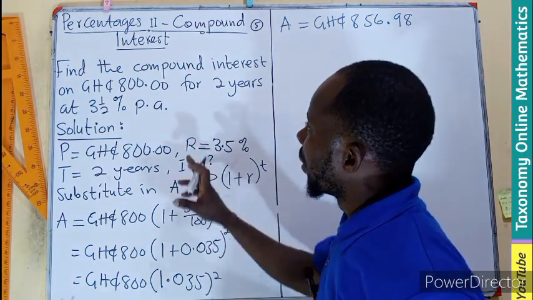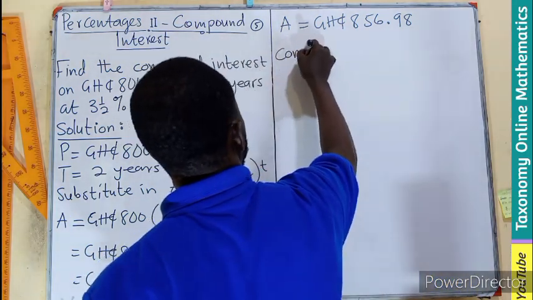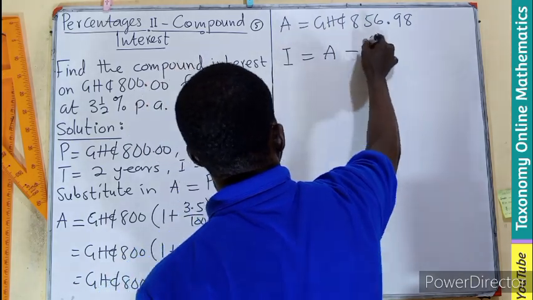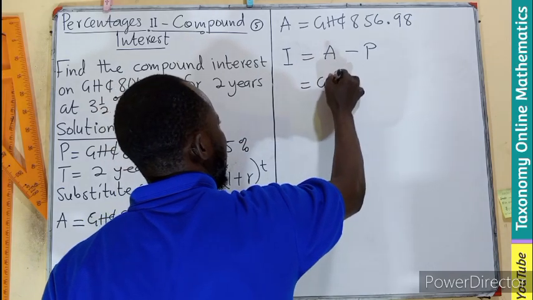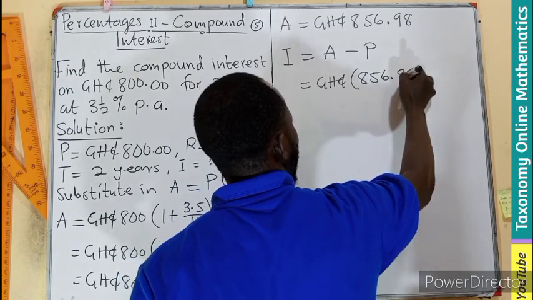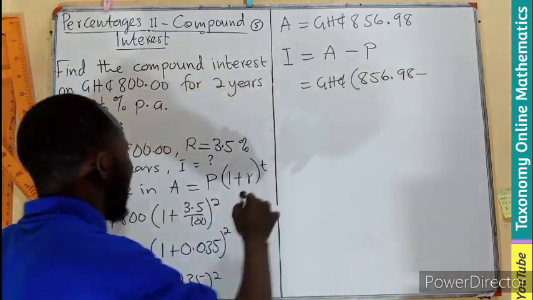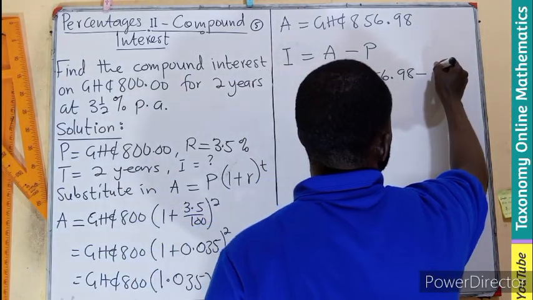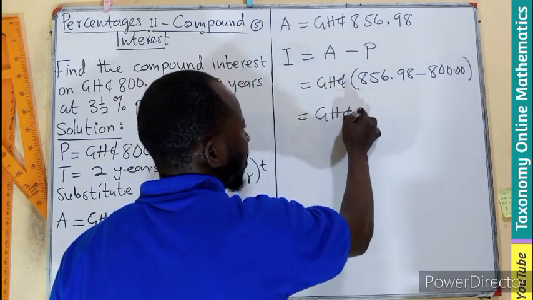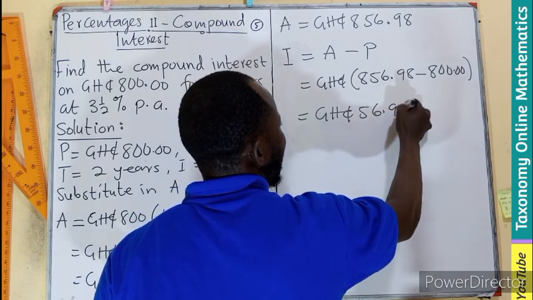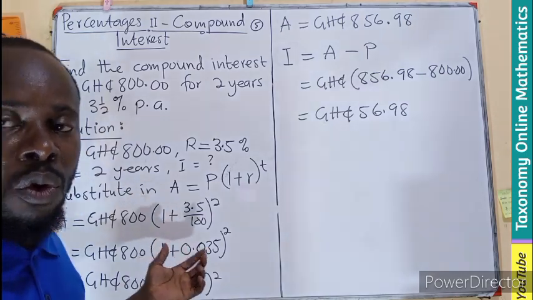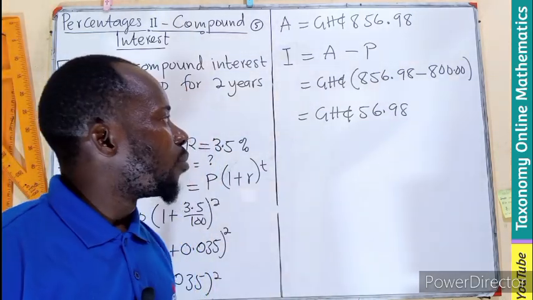So what do we do? We are looking for the compound interest. Let me just say interest equals the amount minus what? Principal. And the amount is 856.98 minus the principal we began with, which was 800 Ghana cedis. So when you perform that subtraction, you still have 56.98 Ghana cedis. It means the interest that is earned on this will be 56.98.